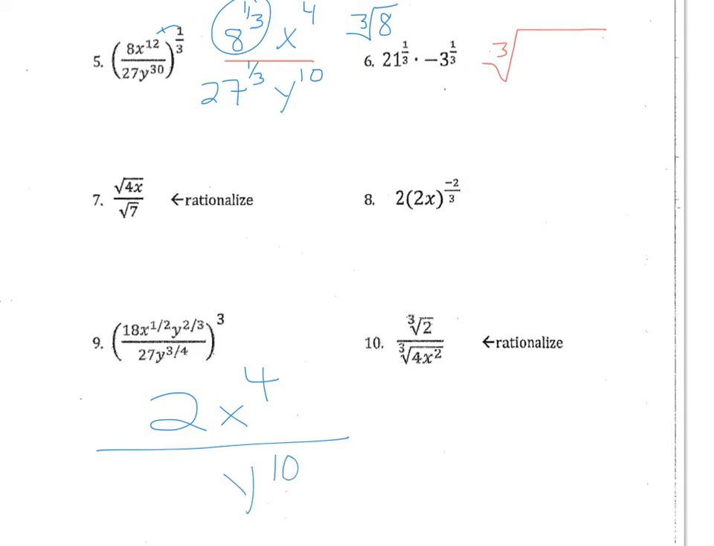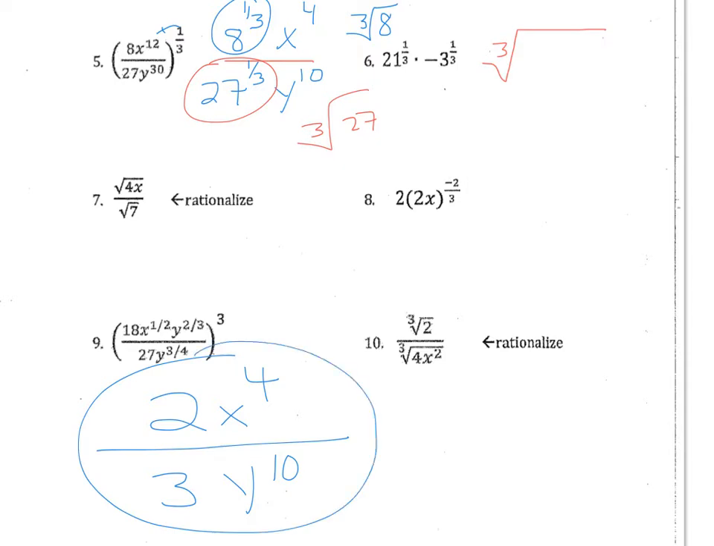Again, in the same vein, my 27 to the 1/3 can be rewritten as the cube root of 27, which again we probably should recognize as the number 3. And then I have a lowest terms, nice clean final answer there for number 5.